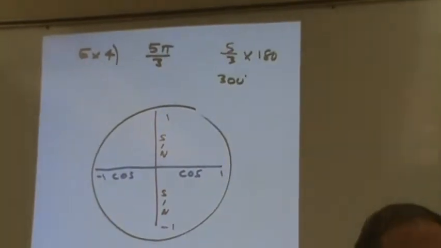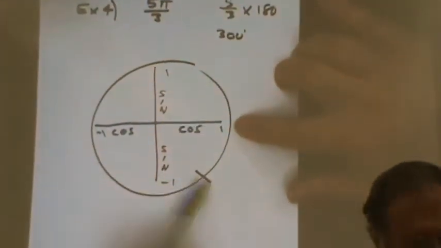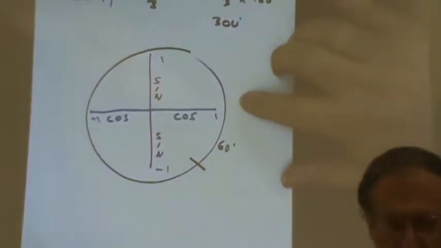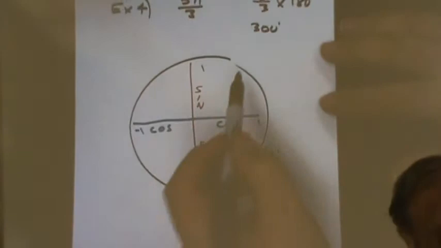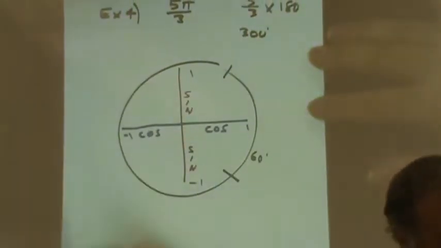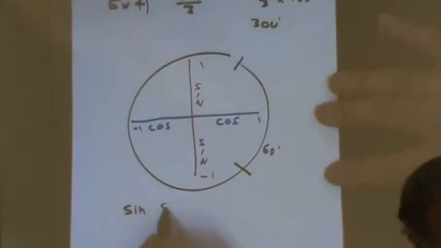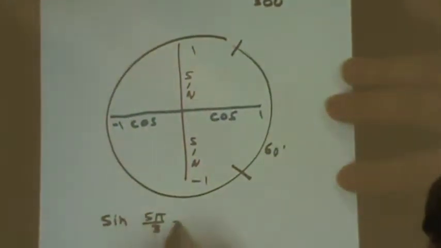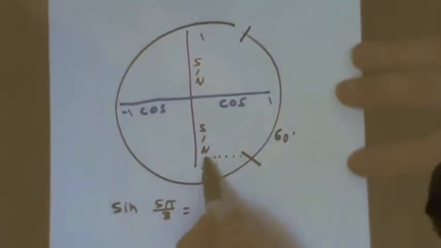And I claim 300 is 60 below 360. Won't it be down here at 60 below the x-axis? Do we agree? Yeah. So I claim the reference angle is 60 degrees above. And the sine, therefore, of 5 pi over 3 will be negative because we're in negative territory here.